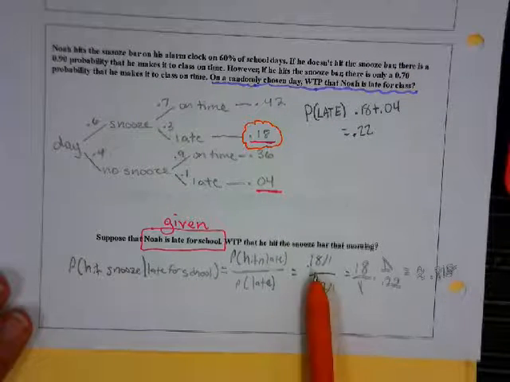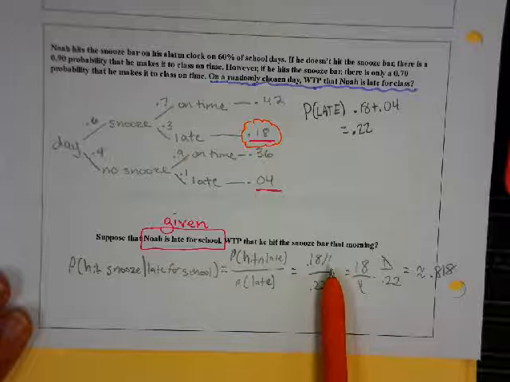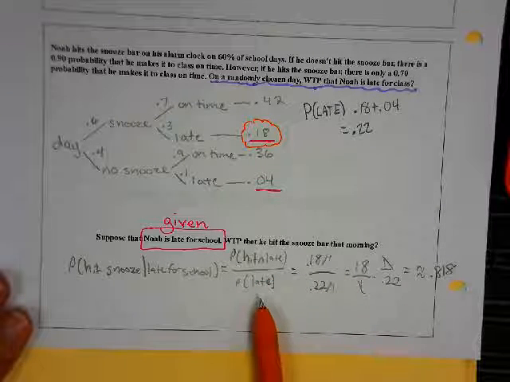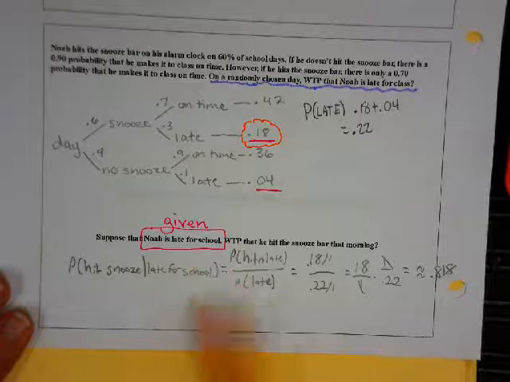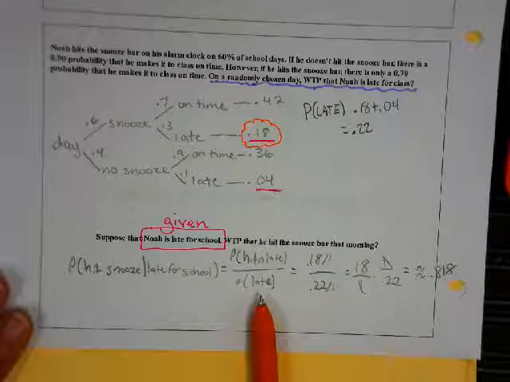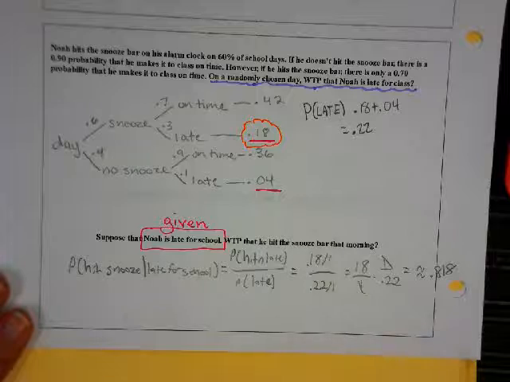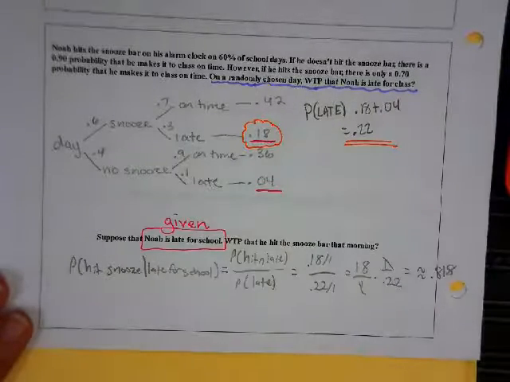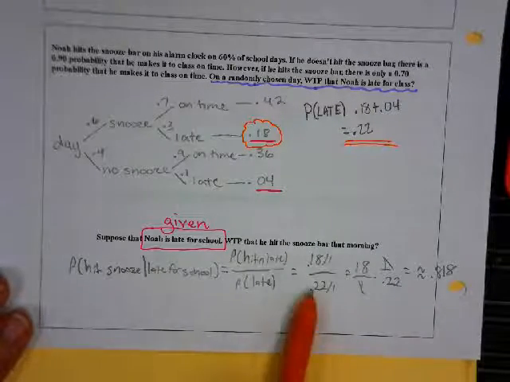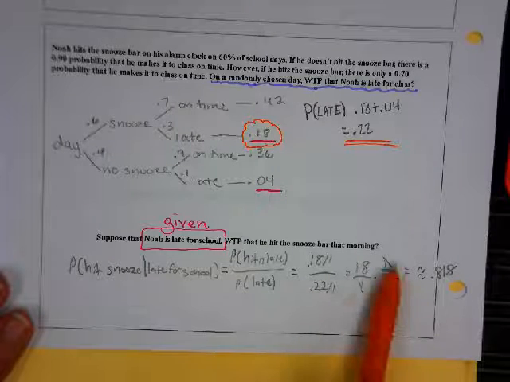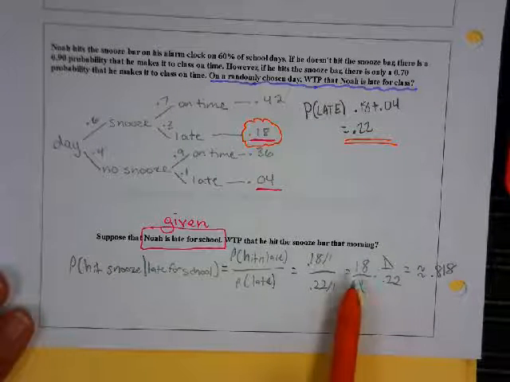Then divide by the probability of the given condition, which is that he was late to class. And we found that up here. Sam gave us that answer. It's 0.22. So we divide by 0.22 out of 1. She then showed that the 1's cancel out, and you have 0.18 divided by 0.22, which is approximately 0.818.